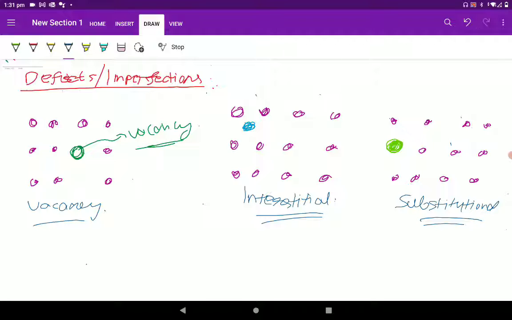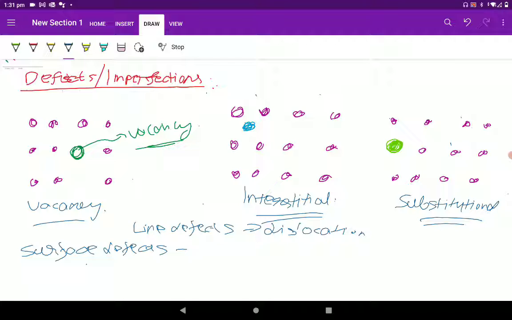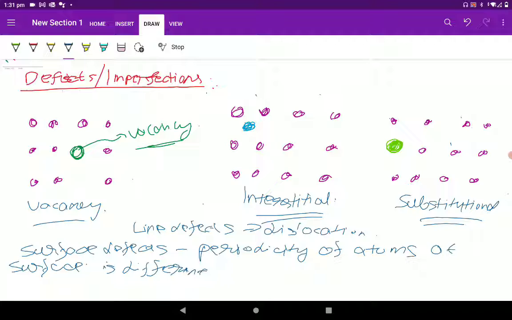Now line defects occur due to dislocation. And surface defects: in surface defects, the periodicity of atoms at the surface is different than the periodicity of atoms in the bulk.